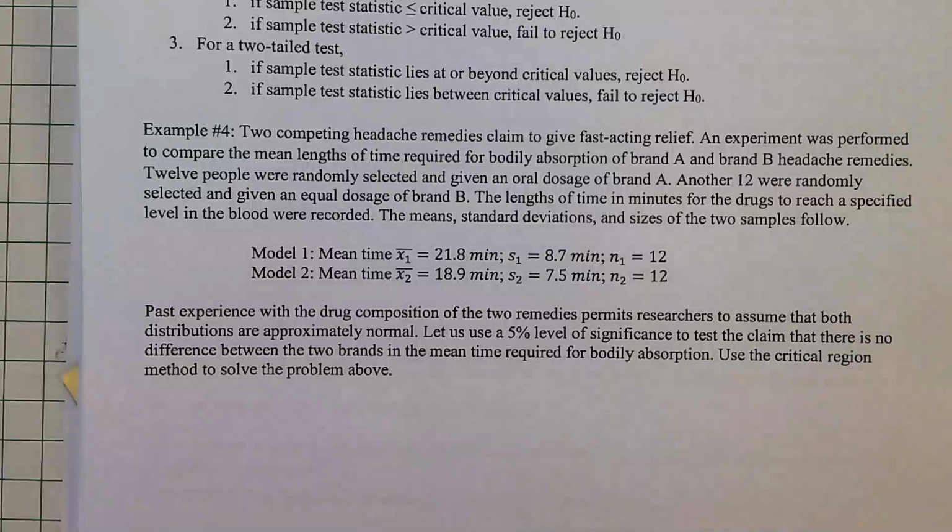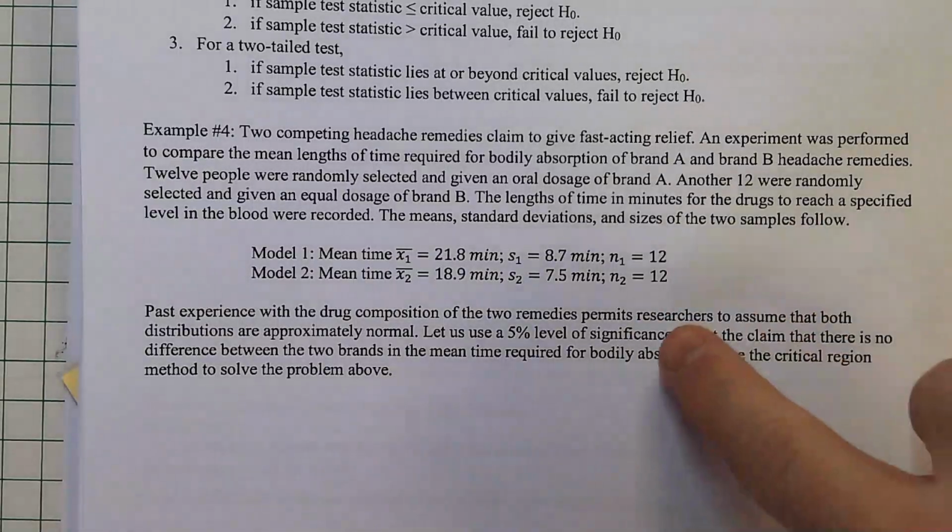The way to do this is a rejection region. This is not my favorite, but this is actually an example. This is a callback to one of the other ones that we did. Two competing headache medicines give fast-acting relief. An experiment was performed to compare the mean lengths for, okay, there are 12 randomly.